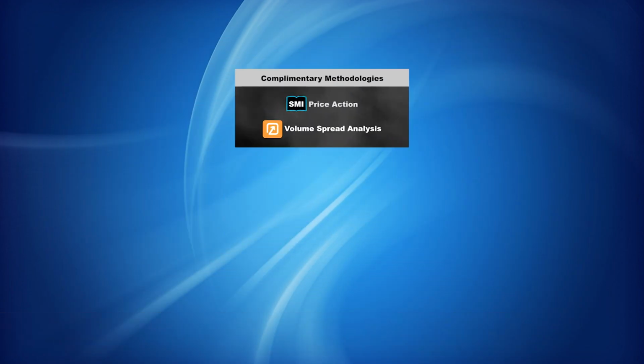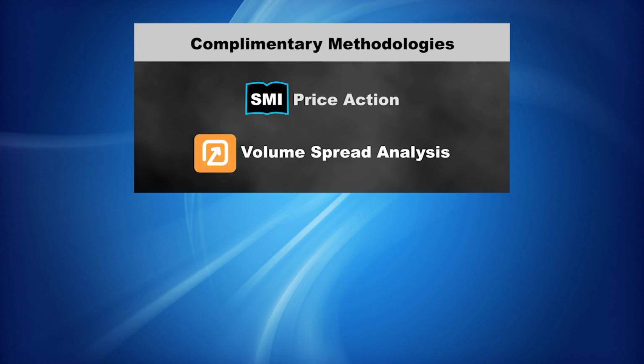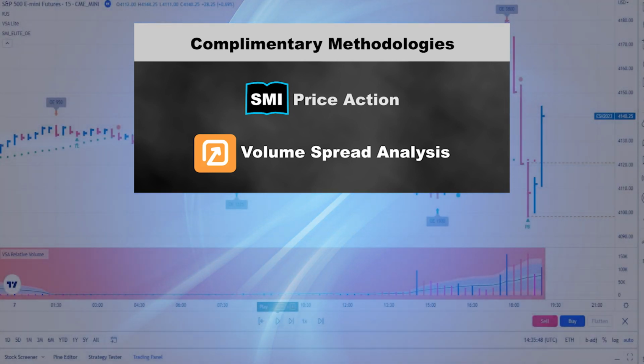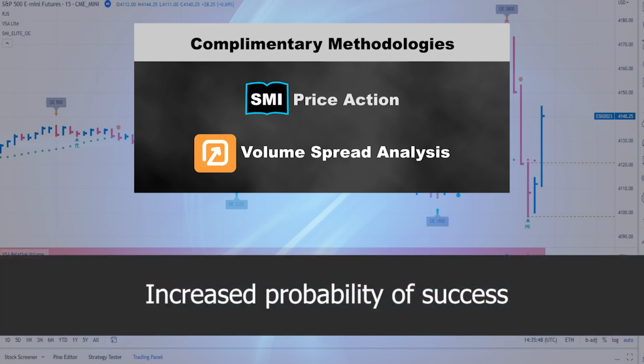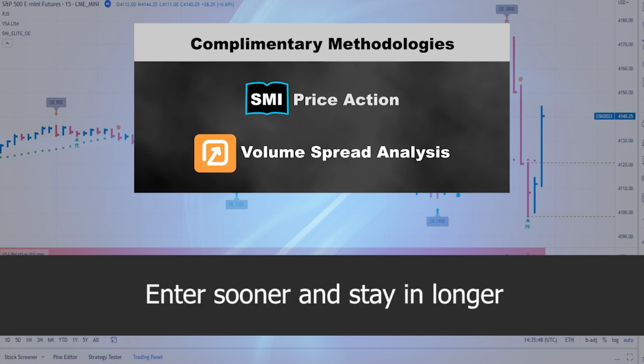Volume spread analysis and price action are very complementary methodologies, and for the first time we've brought both onto the charts in the TradingView platform. Using this combination provides some valuable benefits. Where the indicators align, there's an increased probability of a successful trade, which boosts the trader's confidence. The use of both tools can help traders enter the market sooner and keep them in for longer.